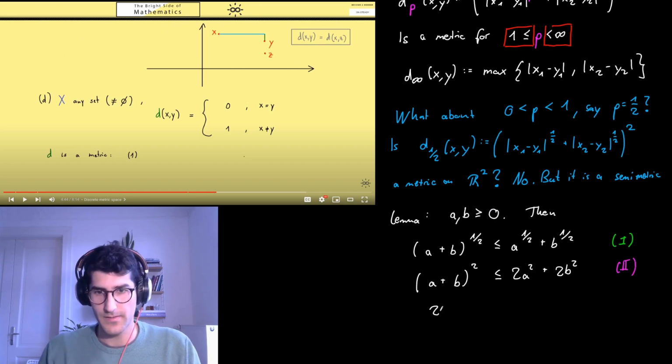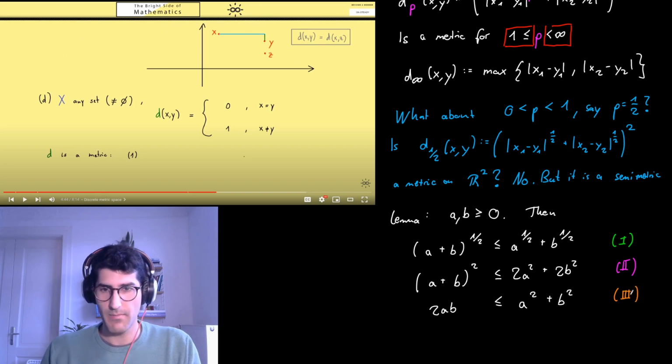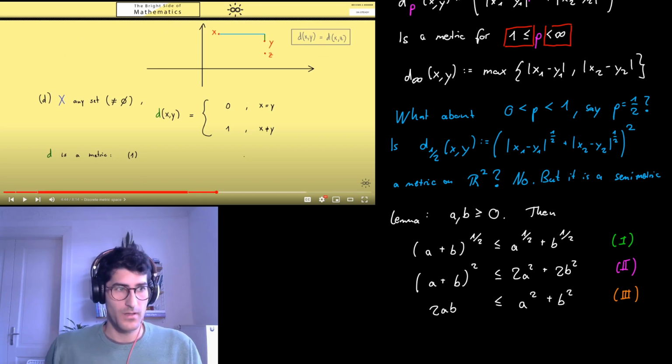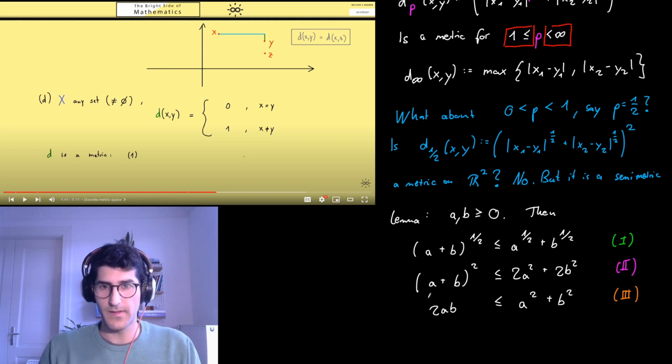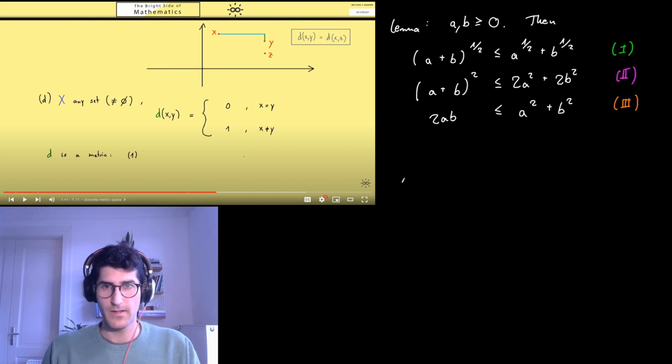And the third inequality is that 2ab is less or equal than a squared plus b squared. Yeah, this is a lemma for real numbers. We will see how it goes into the proof of showing that d to the 1/2 is indeed a semi-metric. So this is a nice calculation with real numbers. We do not need a lot of tools for it. It should be very nice. Let's start with the first inequality. For a, b greater or equal than 0, show this inequality.